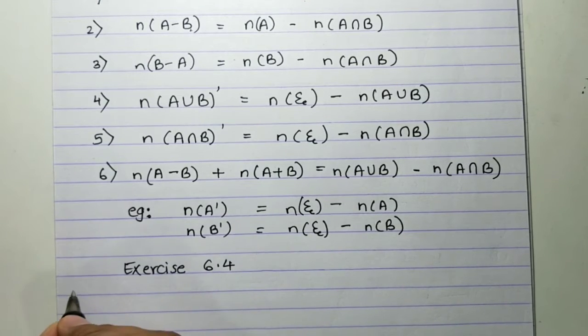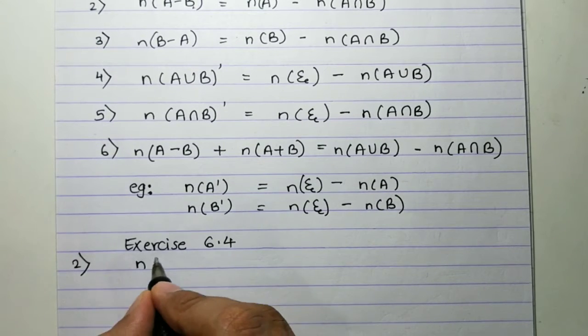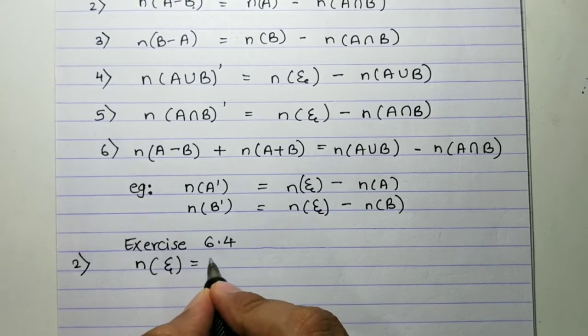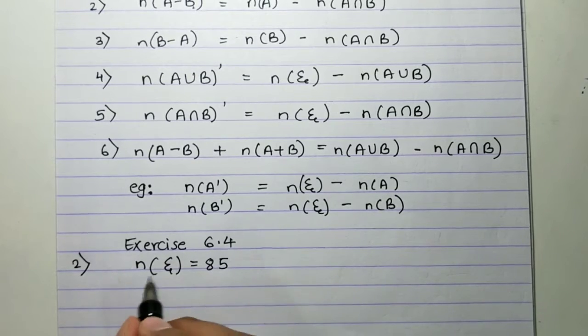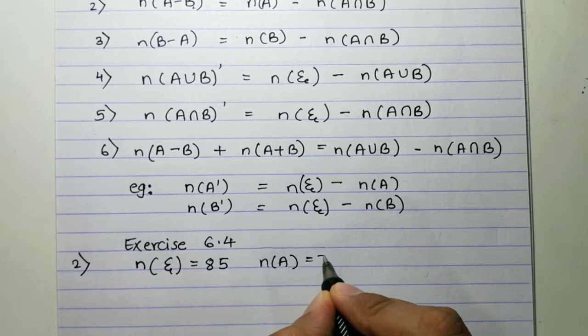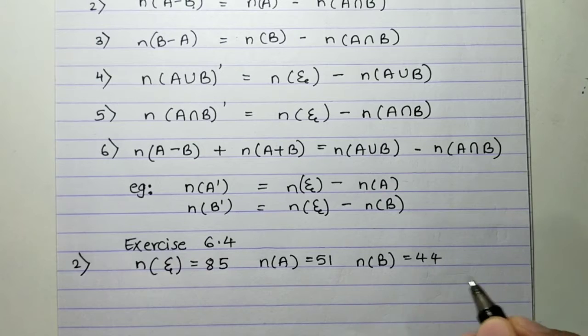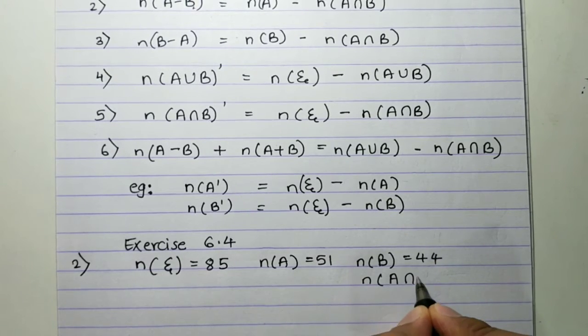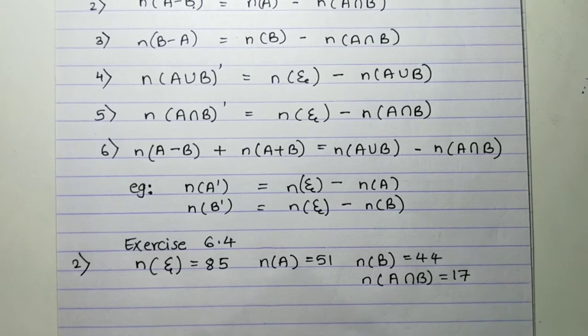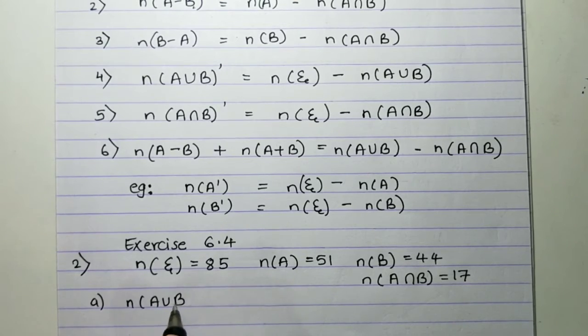Exercise 6.4, question number 2. What is given? The universal set is 85. The value of universal set is 85. N of A is 51. N of B is 44. And N of A intersection B is 17. Now what do we have to find? We have to find first number of A union B.